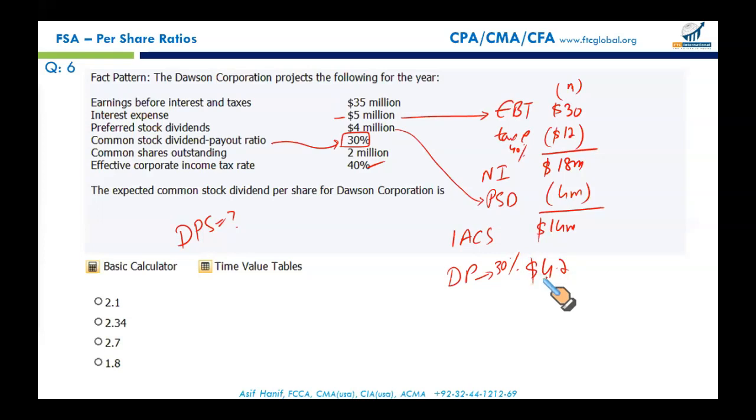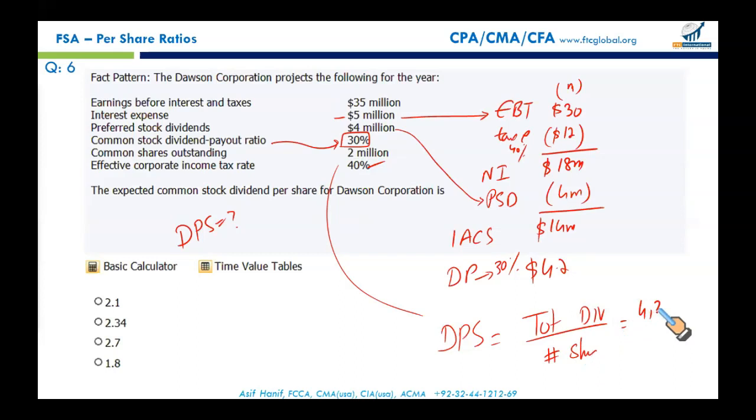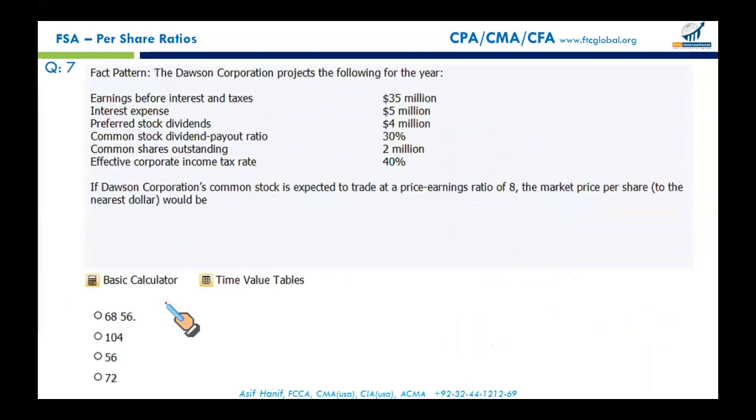We need the dividend payment per share basis. How many shares we have? 2 million. So if you want to calculate the dividend per share, you need to divide the total dividend with the number of shares. So the total dividend is 4.2 million divided by the number of shares, that is 2 million. So you should get, I believe, 2.1. 4.2 million upon 2 million is 2.1. That is your dividend per share. Next.